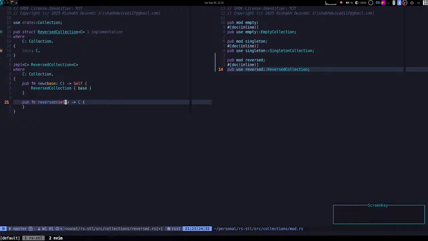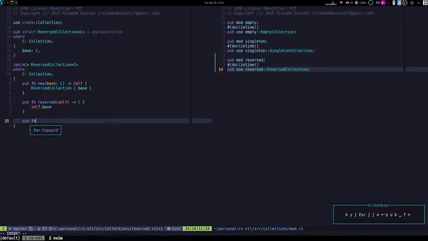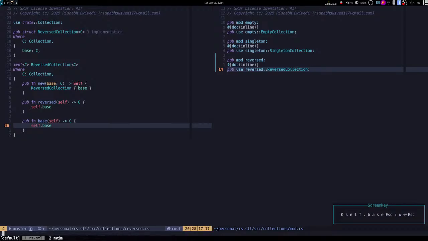And it would consume itself and return self.base. So that is another thing, right? And I also want self.base, because you might want to get the base, and yeah, that's fine, right?